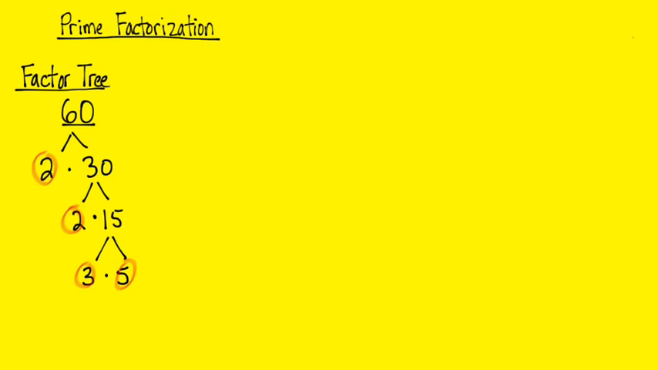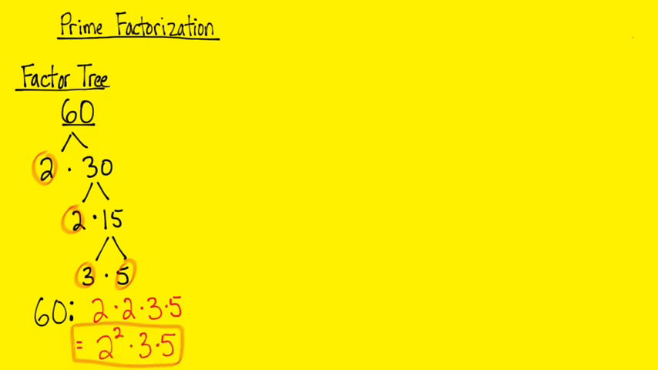So we know that if I have 2 2s and a 3 and a 5, when we multiply these all together, that would be 60. All these prime numbers multiplied would be 60. And then, of course, because we know exponents, we would write this in exponential form. So 2 to the second times 3 times 5. And now I've gotten to prime factorization.